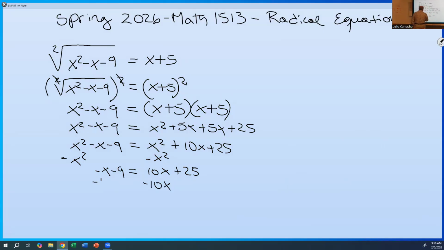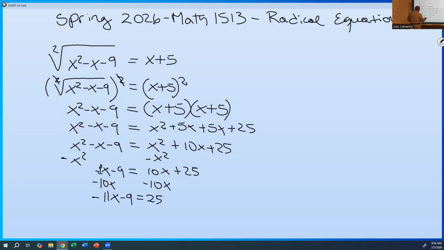10x minus 10x. Remember, it's a 1 in front of this x. The leading coefficient is 1. We don't write the 1, but it's there. So you have here negative 1x minus 10x. Remember, when you have two negatives, it's like you are adding these numbers together, but the answer will be negative. Then you have negative 11x minus 9 is equal to 25.